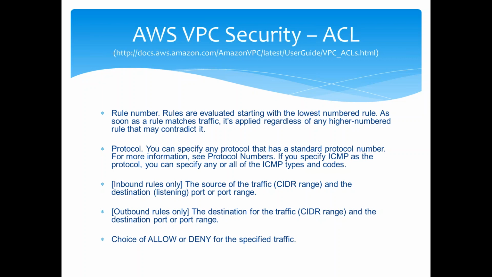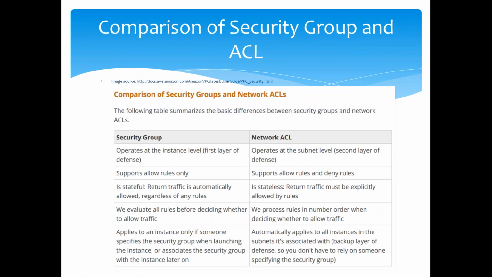But we have to remember in AWS VPC security for the ACL, the first rule that matches will be the one applied and will not move on. And then this, I think I also get from the user guide, summarizes the differences between the security group and the network ACL. Security group is the first layer of defense, it supports allow rules only, and it's stateful. What stateful means is that return traffic is automatically allowed regardless of any rules. Whereas the ACL is stateless. If you specify allow for inbound, you also need to specify allow for outbound, otherwise it will not work. This is a good table to look at before going into the exam.